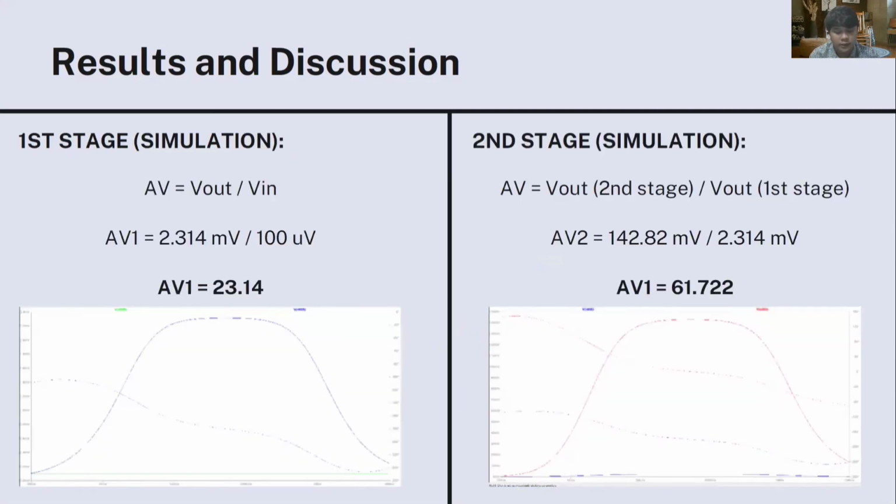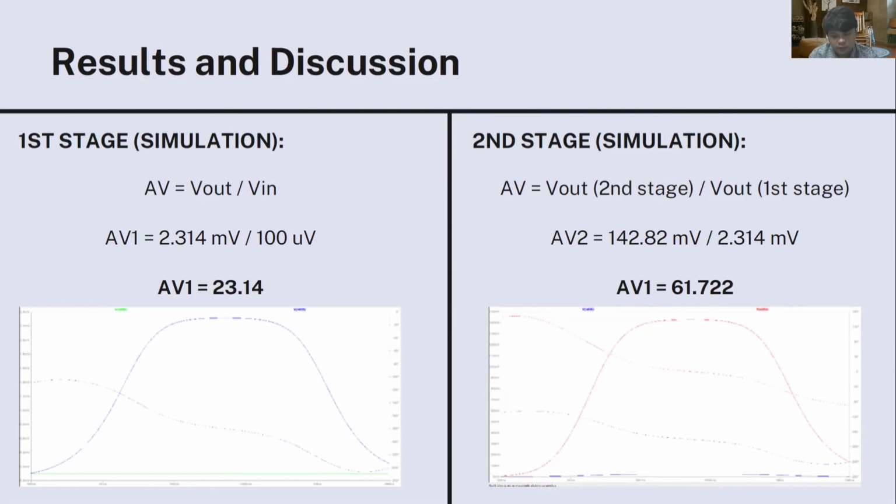Now, for the simulation in LTSpice, the equation we use is AV is equal to V out over V in. For the setup, our group used AC analysis in LTSpice with an amplitude of 100 microvolts AC and a frequency of 1K. Based on the results, the voltage output of the first stage in the simulation has a value of 2.314 millivolts. Since the voltage output of the first stage is the voltage input of the second stage, the values would be the same.